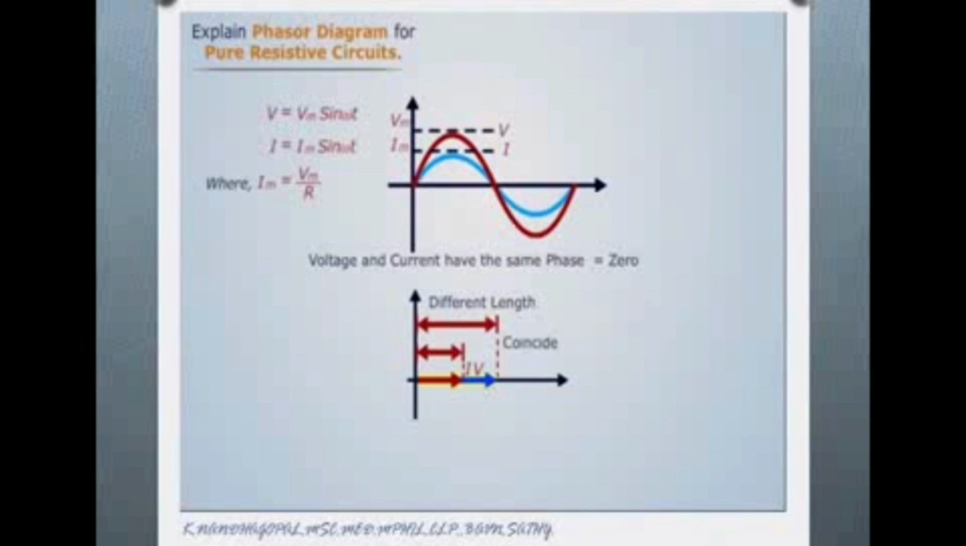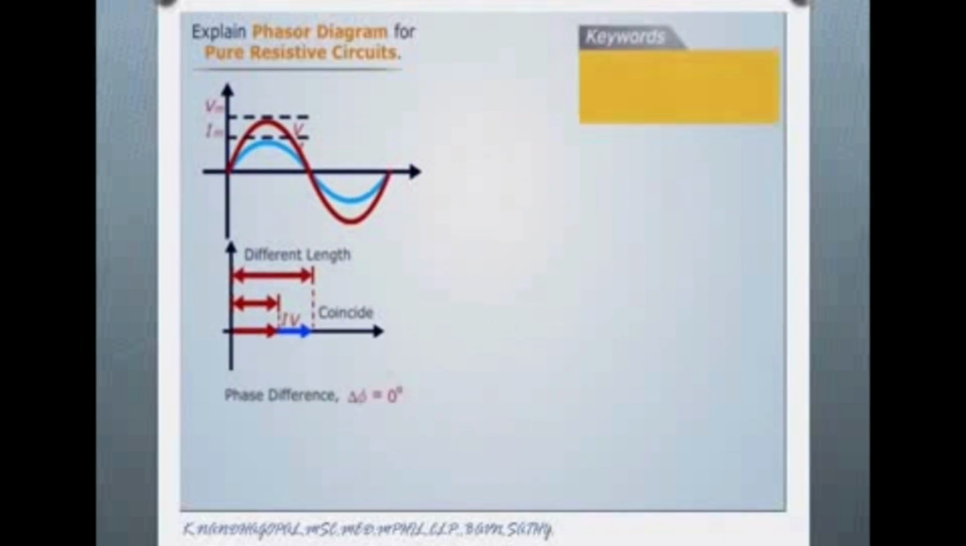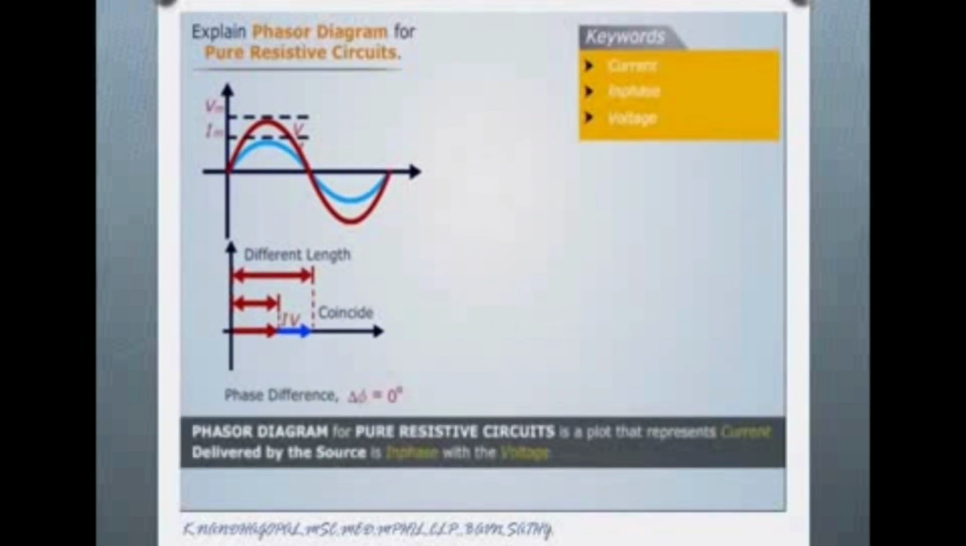So when the resistor is connected to the circuit, it produces the same phase. The peak value and the zero occur at the same time. Okay, so that's called the phasor diagram of the pure resistive circuit. It represents the current delivered by the source in phase with the voltage. Right? So this is the phase and phase difference. There is no phase difference.